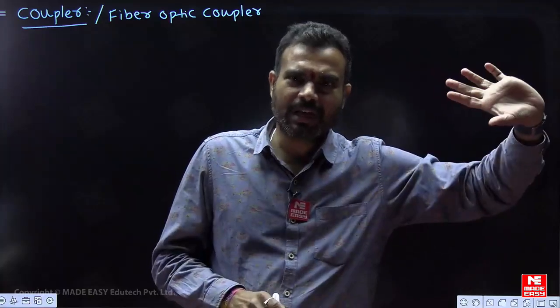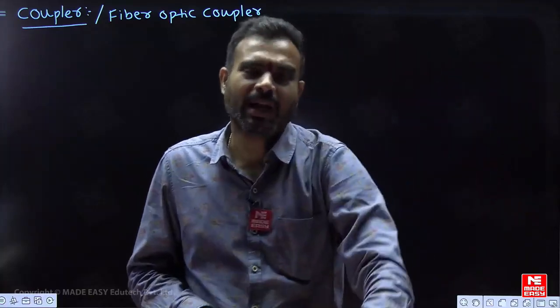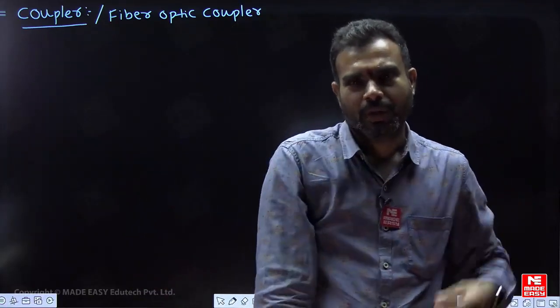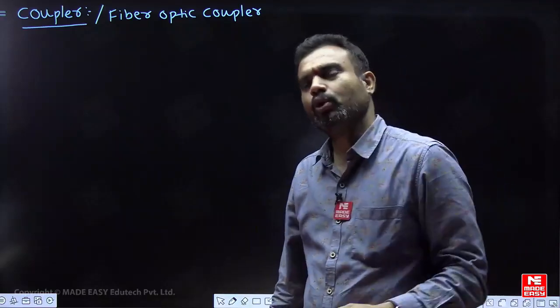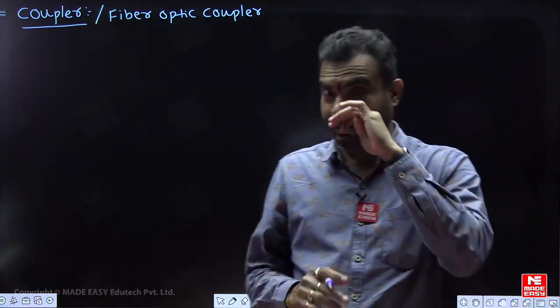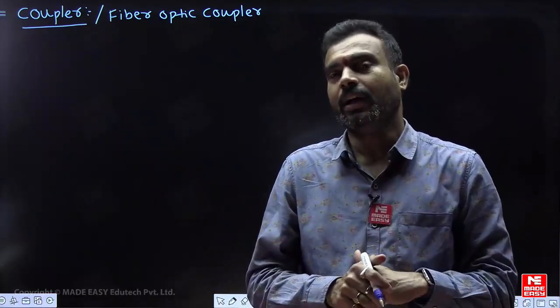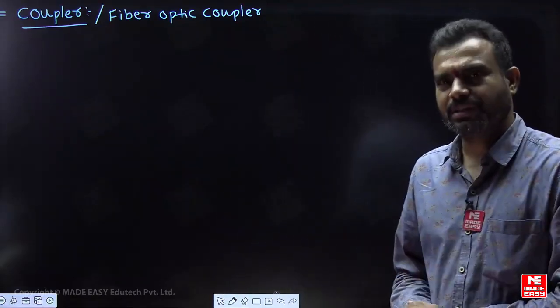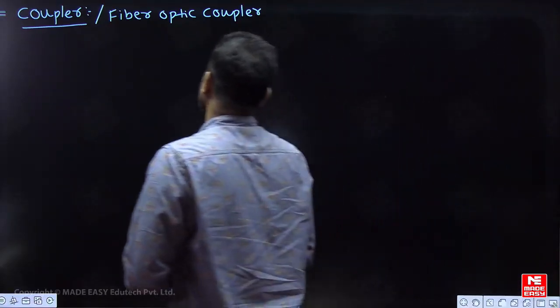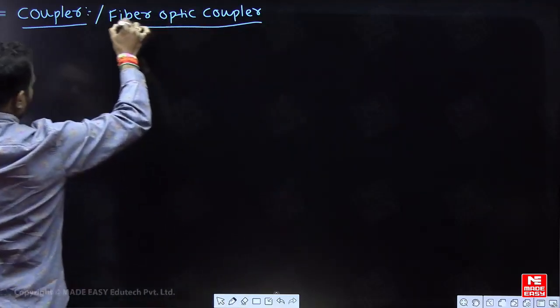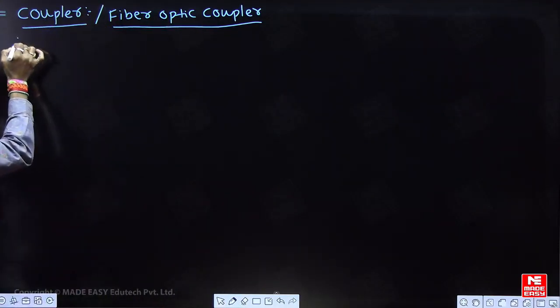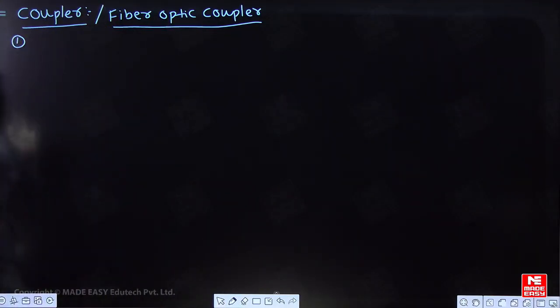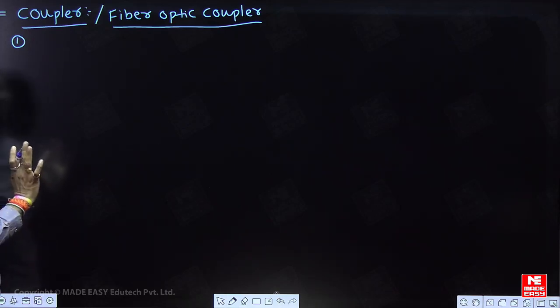I explained that first we have a connector, a splice, a coupler, and a repeater, and at that time I told you in the class that we would study all these things in detail when we get into the concepts. There I gave just the definition, but here we are studying in depth. So what is a fiber optic coupler? Don't worry about the points, I will explain them and you can note them down neatly.